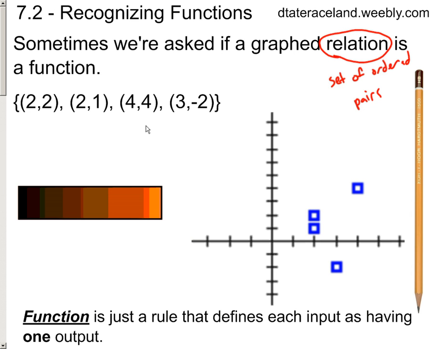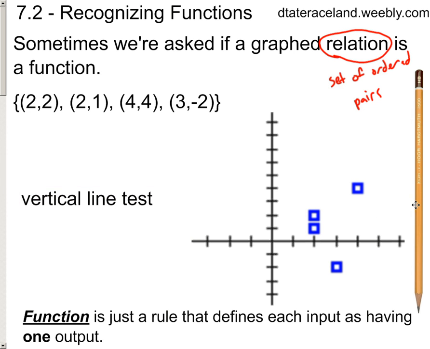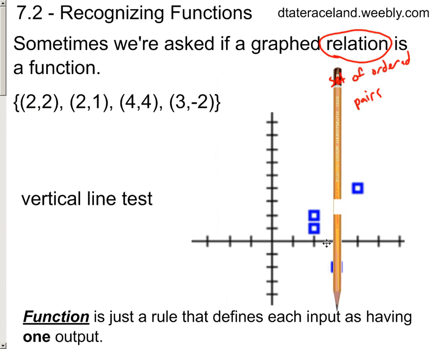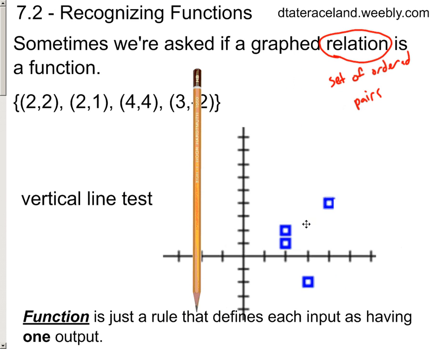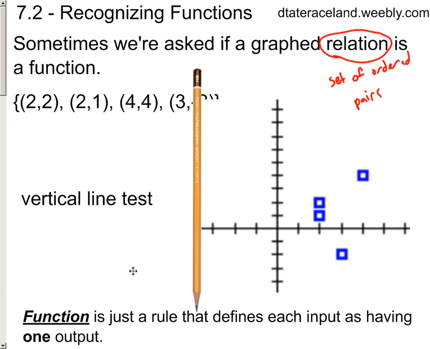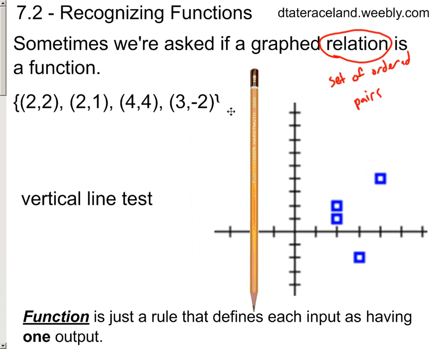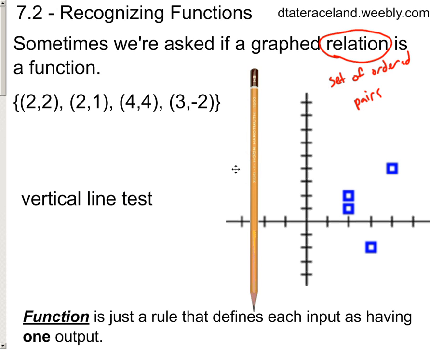We've got a special tool that we can use called the vertical line test. And basically, if you're looking at a graph, you could swing your pencil right across the page and not have to worry about it. It's not very complicated. And it's basically this.